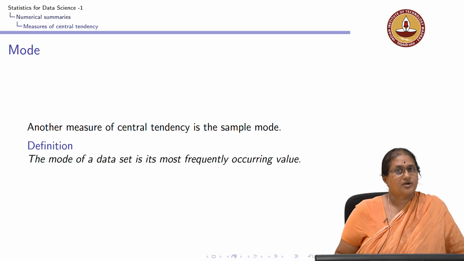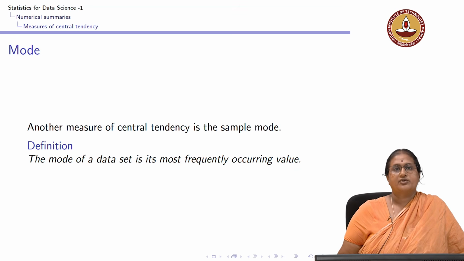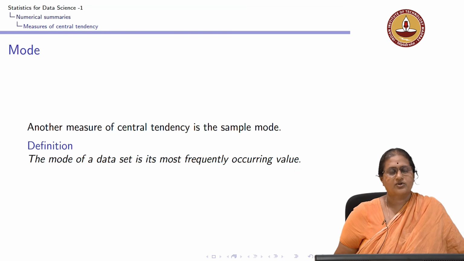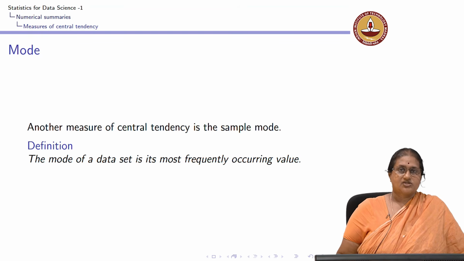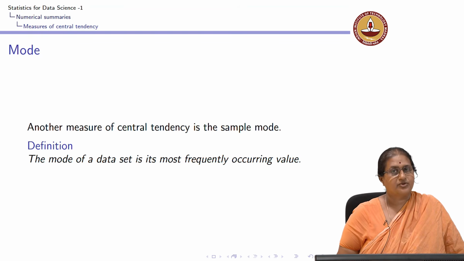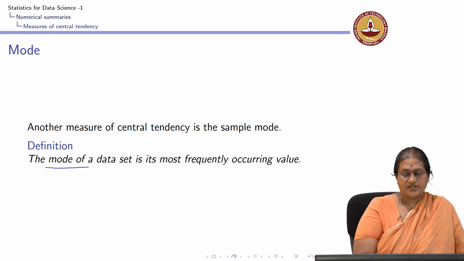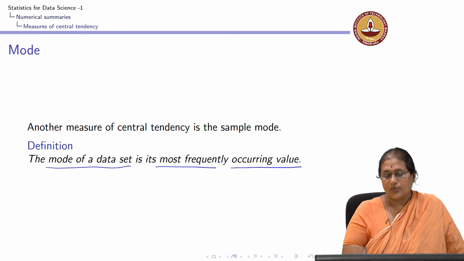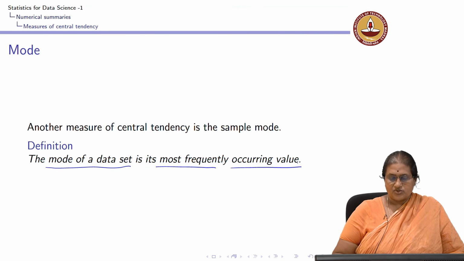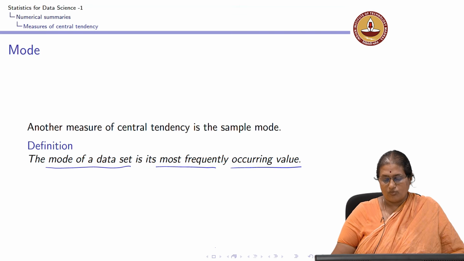Now we move on to the third measure of central tendency, which we refer to as the mode. We have already seen what a mode is while describing categorical data. The mode, as we defined when we talked about categorical data, is that observation which has the highest frequency of occurrence. We define it the same way even for numerical data. So the mode of a data set is the most frequently occurring value.